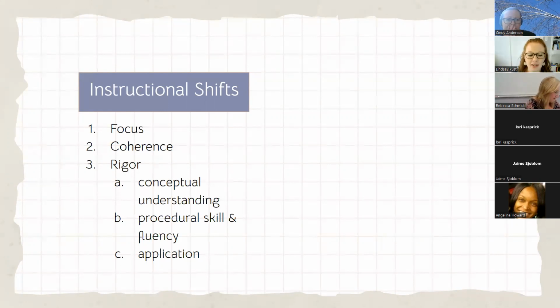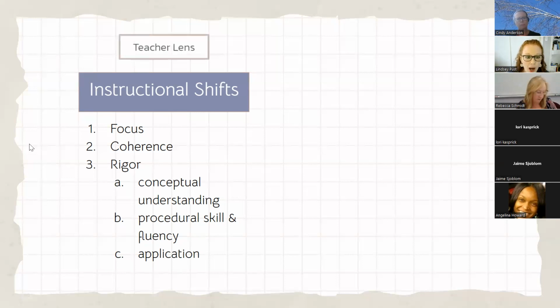So rigor is a lot, but it's actually my favorite standard because of the conceptual understanding and application piece. Those were pieces that were missing for the most part from my own math education. I think a lot of focus can be on the procedural skill and fluency, but adding in those other pieces can really make math come to life and help students own it so they can apply it elsewhere. So we're going to look at some quotes from teachers.